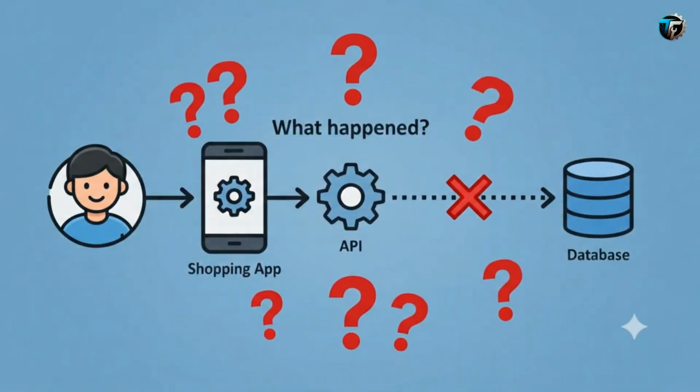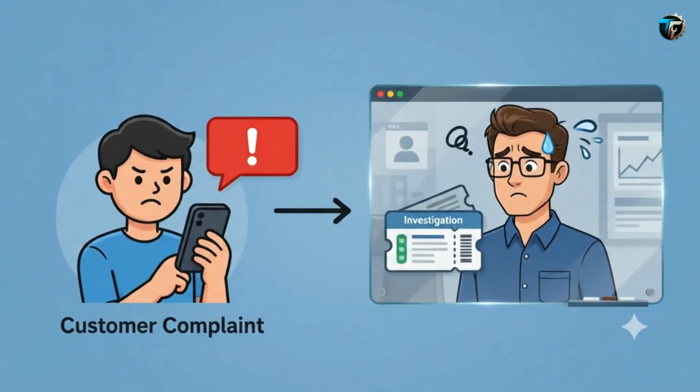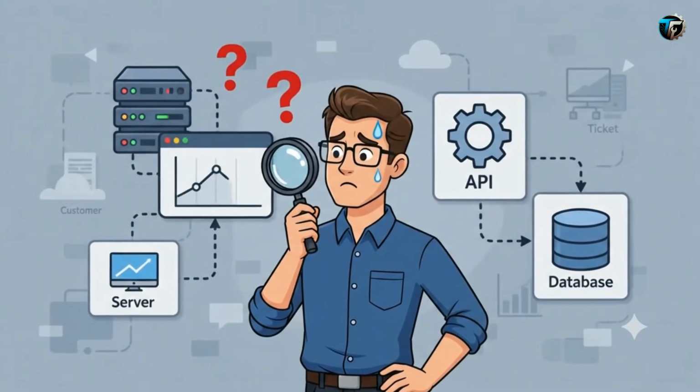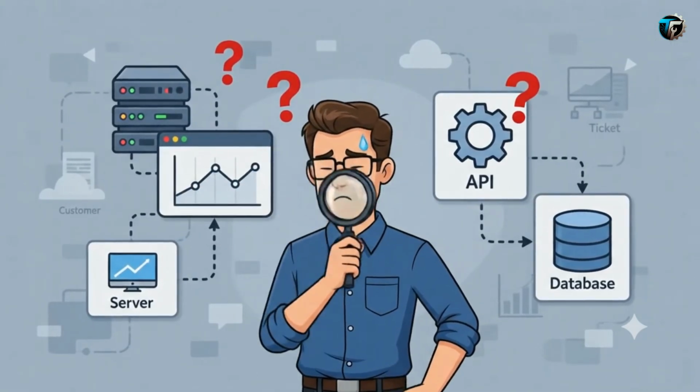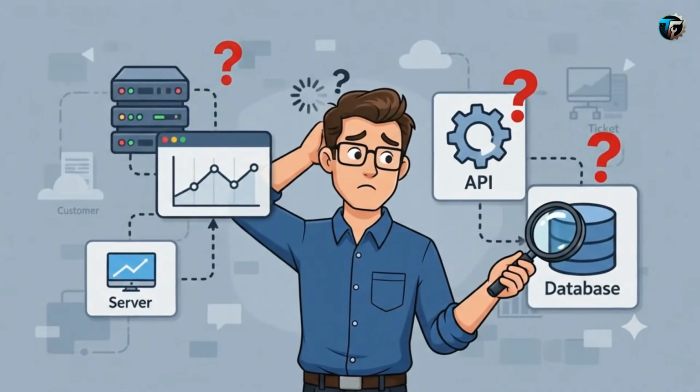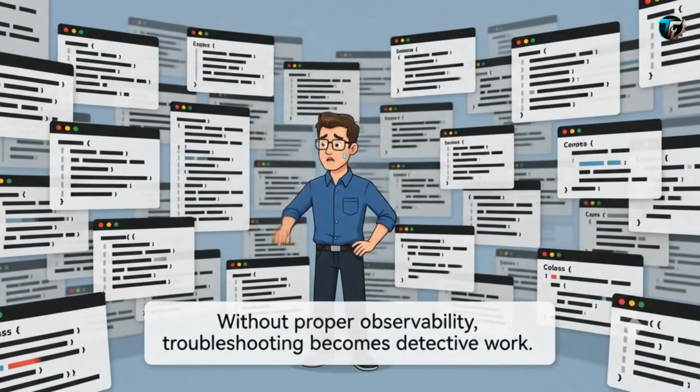Here's the question. How does a solution architect know what's actually going wrong? You can't sit there watching every server, every API and every database. You need your architecture to tell you what's happening. And that's where Azure Monitor comes in.